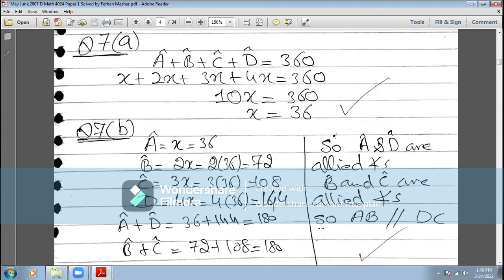So the angle A and the angle D are allied angles. And the angle B and the angle C are also allied angles. So this shows that the side AB and the side DC are parallel to each other.